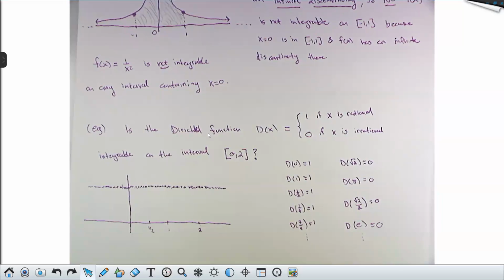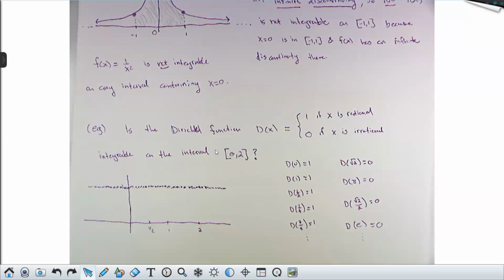The question I want to answer is, is it integrable? So the question I need to answer is, does this have any infinite discontinuities? Yes or no? And does this have a finite amount of discontinuities on the interval 0 to 2? If it has no infinite discontinuities and it has only a finite number of discontinuities on the interval 0 to 2, then this function would be integrable.